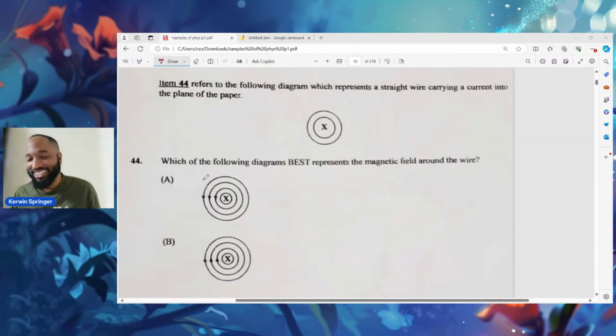Which one are you following? To answer the question, yes.